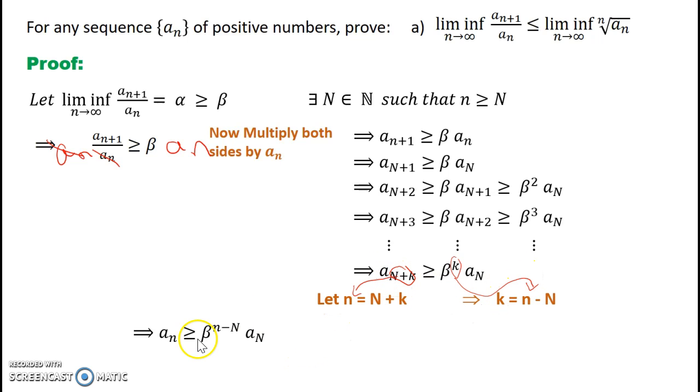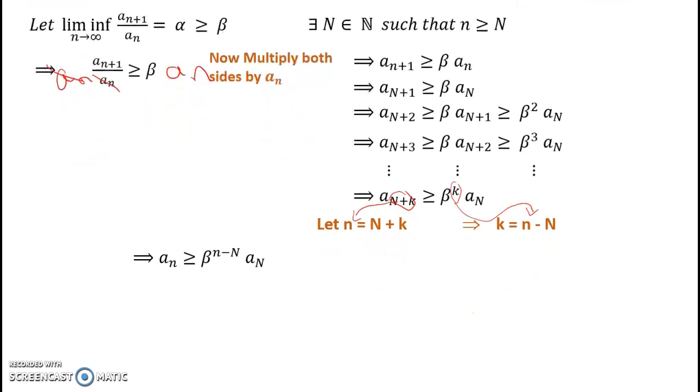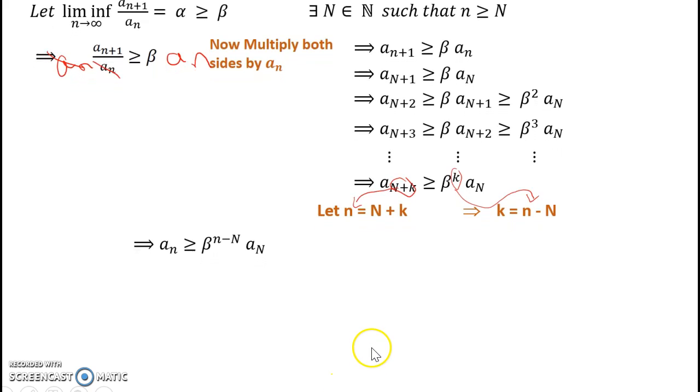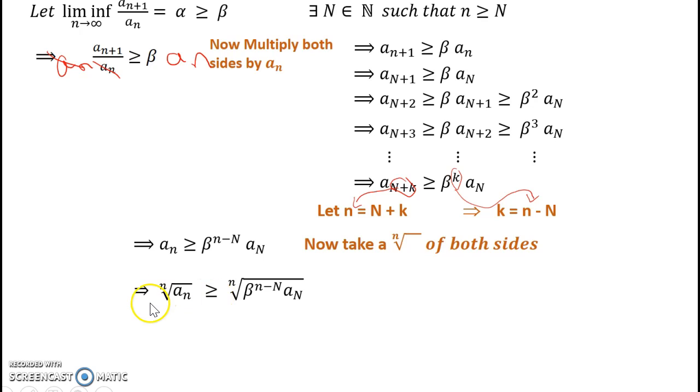So again, A sub n, coming from this substitution, is greater than or equal to beta, instead of k, n minus capital N, still multiplying it by the A sub N here. Just move this down a little bit so we can see the rest. What we'll do next is take an nth root of both sides, which will imply this expression here. The nth root of A sub n is greater than or equal to the nth root of beta to the n minus N power times A sub N.